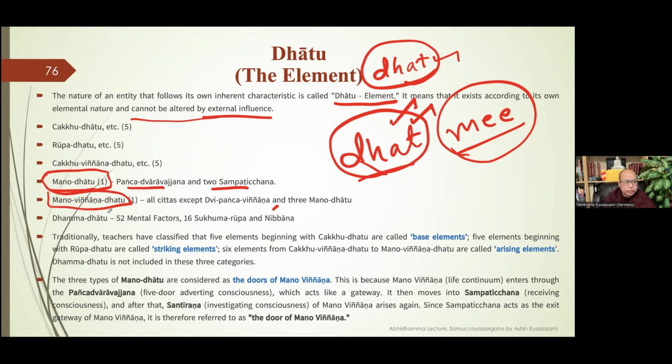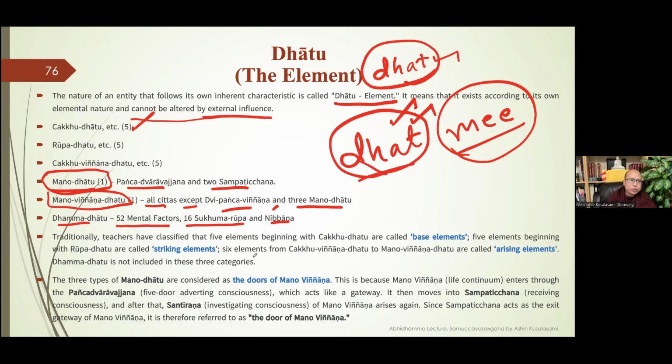Mano Dhatu and Mano Vijnana Dhatu. Mano Vijnana Dhatu is all Cheta except the five Vijnana and the three Mano Dhatu. The three Mano Dhatu are Pancha Dwara Vajjana and two Sampaticchana. And we exclude Dvipancha Vijnana because it is already included in Chakku, Sota, Ghana, Jivha, Kaya Vijnana. And Dhamma Dhatu is the 52 mental factors, 16 Sukhuma Rupa and Nibbana.